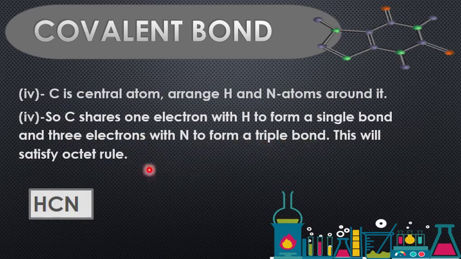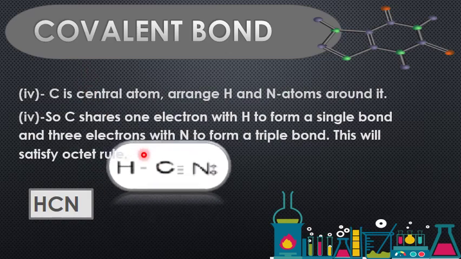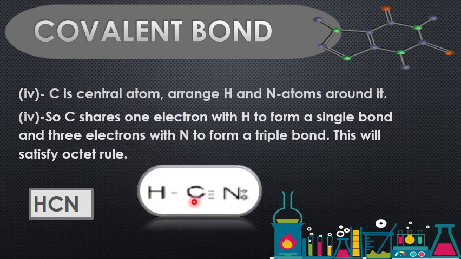So in this way they will satisfy their octet rule, that is 8 electrons in the valence shell. So the hydrogen duplet is completed by sharing one electron with carbon, and carbon and nitrogen have completed their octet by sharing 3 electron pairs among them, forming a triple covalent bond. So here was the structure of hydrogen cyanide, HCN.